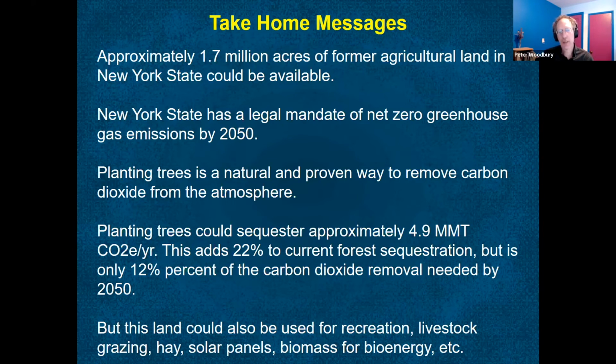And planting trees on this 1.7 million acres of land could sequester almost 5 million metric tons of carbon dioxide equivalents per year. So this would represent adding about 22% to the sequestration in current forests. So that gives an idea of how ambitious this strategy would be.